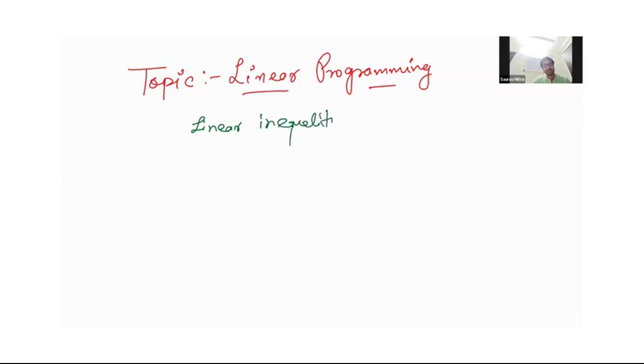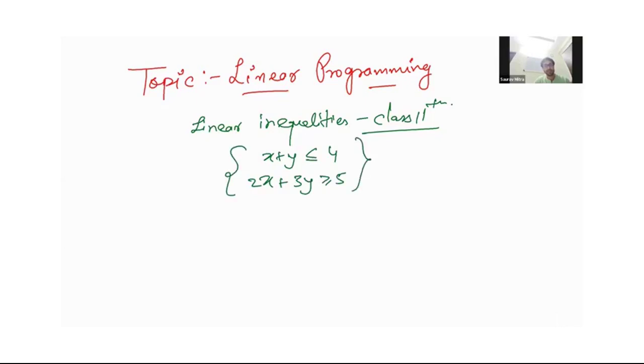covered in our class 11th. Class 11th topic linear inequalities, because the equations are like that: x plus y is less than or equal to 4, 2x plus 3y is greater than or equal to 5. So if you have good command on this chapter, then you will easily get the concept of this linear programming.